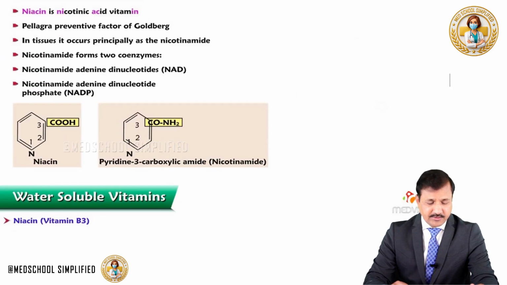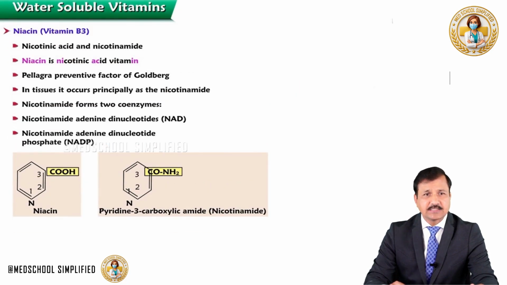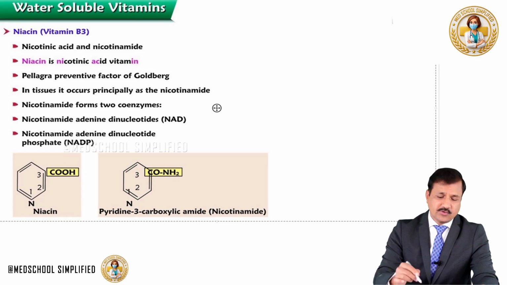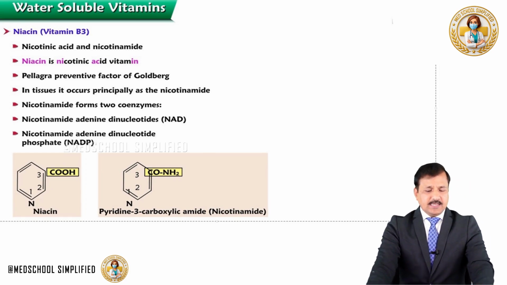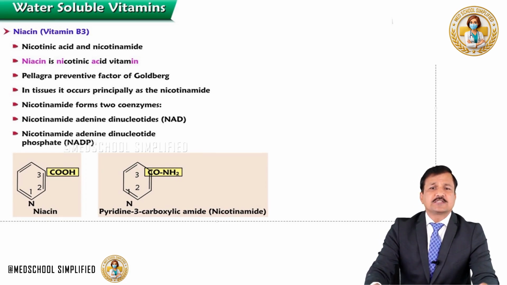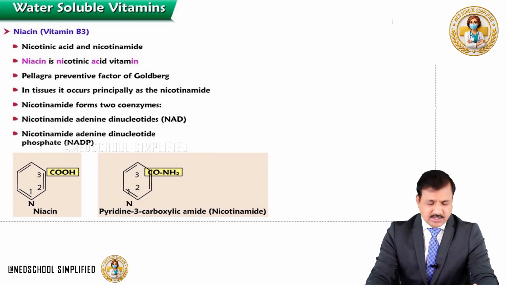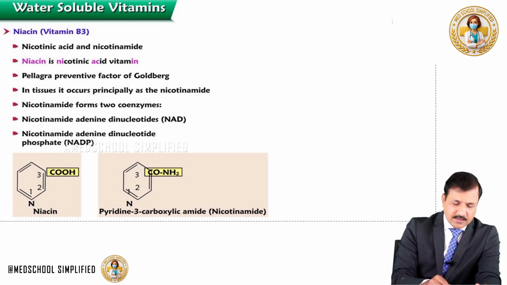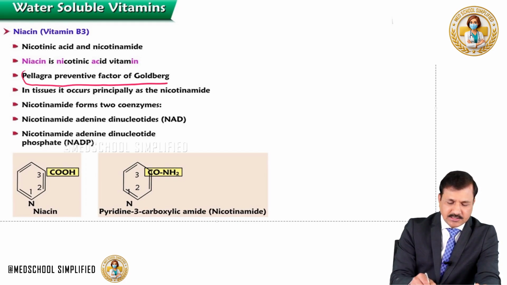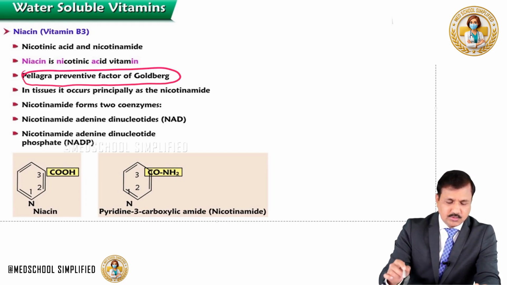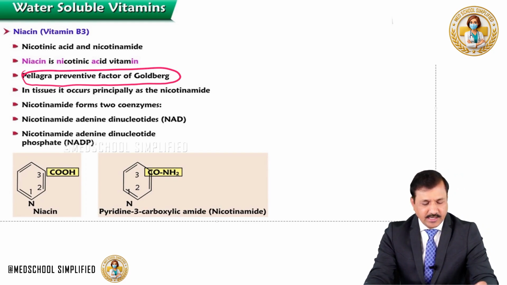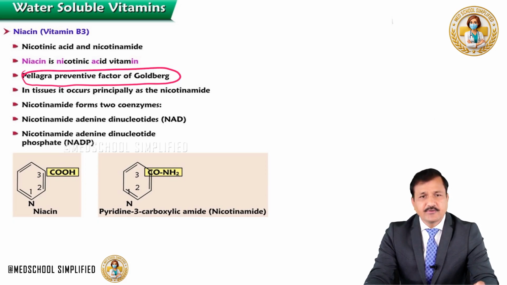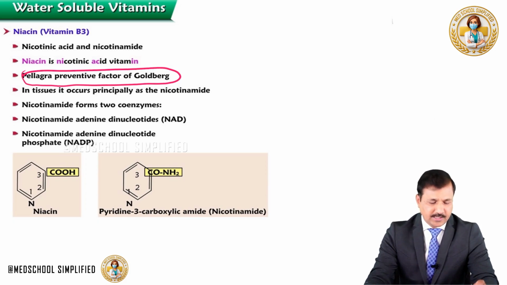Now let's move on to see our next vitamin, that is niacin, which is vitamin B3. Niacin is also referred to as the Pellagra preventive factor of Goldberg. Although it's an older terminology, it is good to remember that niacin can also be referred to as the Pellagra preventive factor of Goldberg.